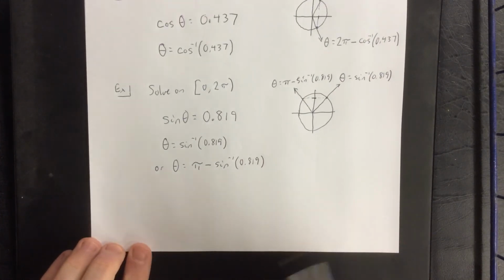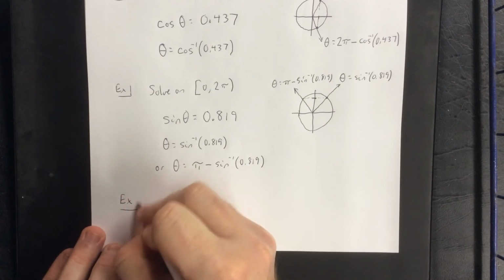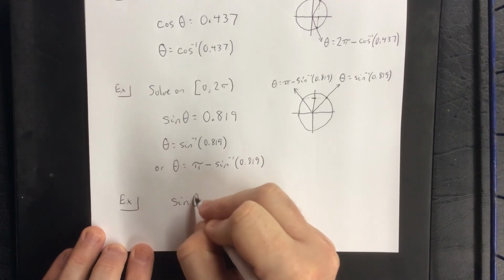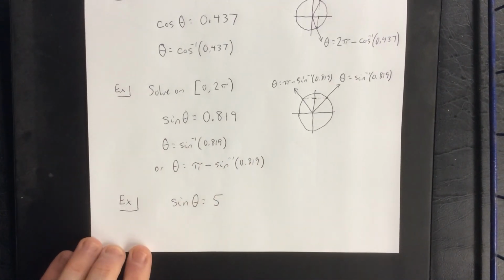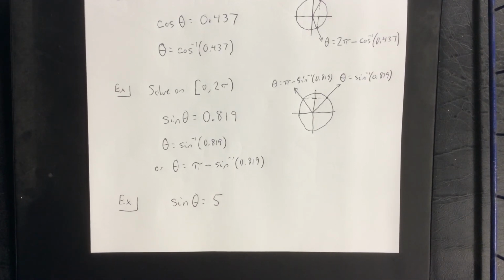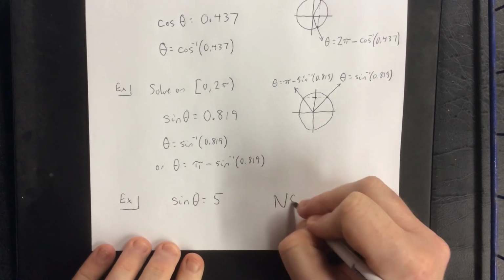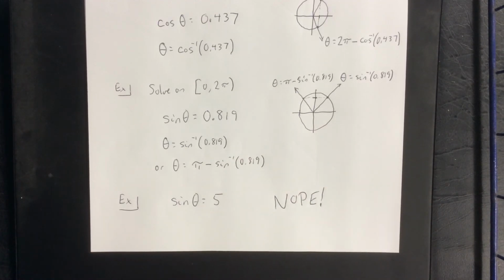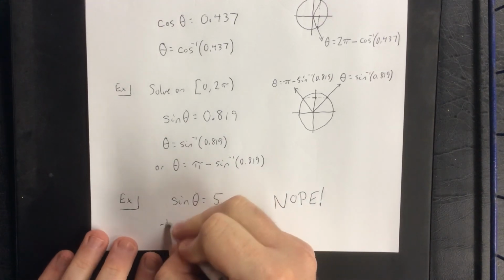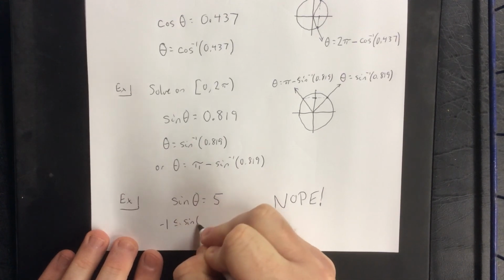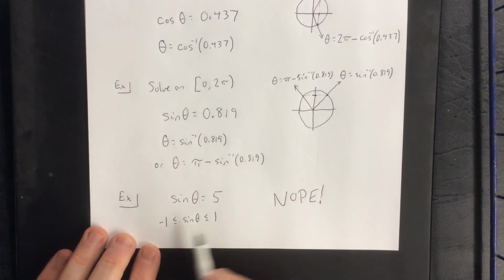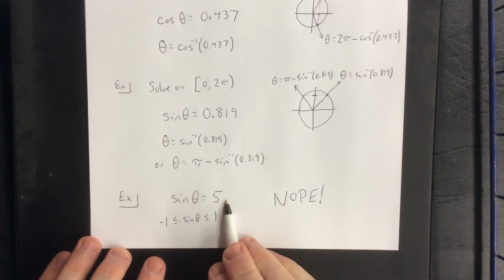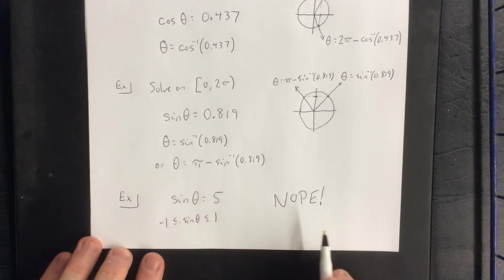Now last one, and I realize we don't have a lot of space to do so, but we're going to go for it anyway. The sine of theta is equal to 5. The answer to this would be nope. The reason that the answer to this one is nope is due to the fact that the range of the sine function goes from -1 to +1. So if a number has to be between -1 and +1, when is it ever going to be equal to 5? Well, the answer would be nope.